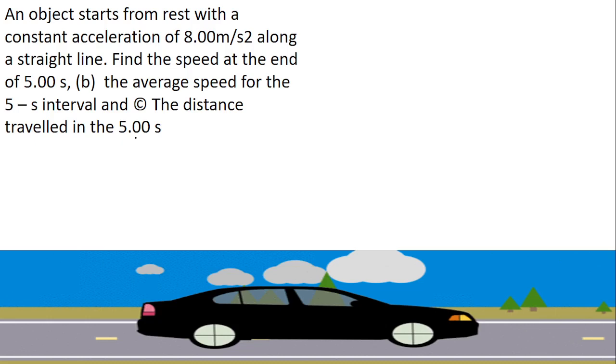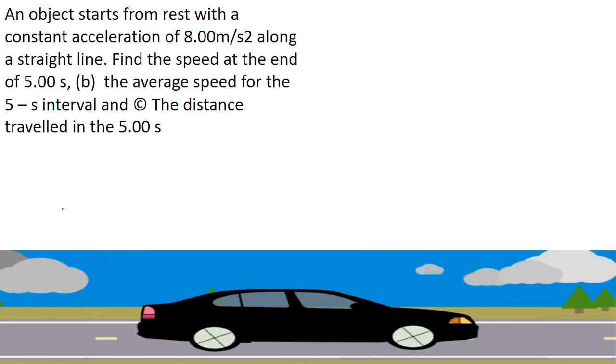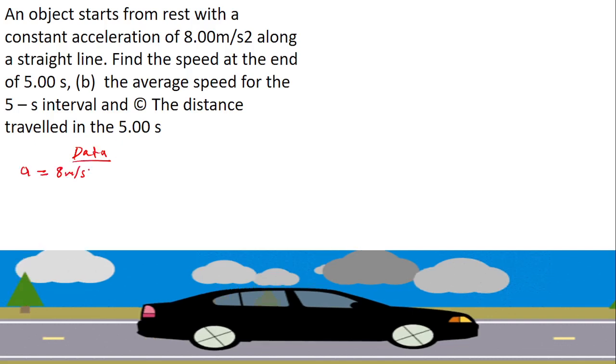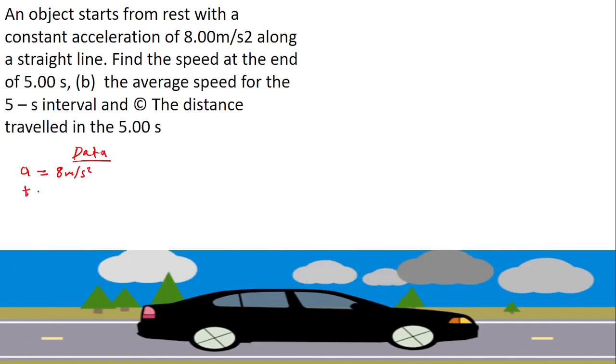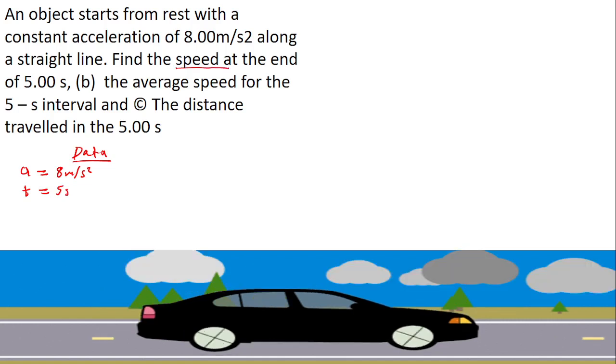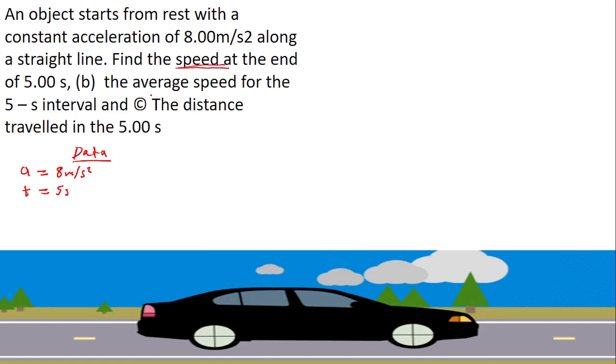So from this information which we have been given, we can collect the data. You need to understand that the acceleration which we have been given, which is simply A, is 8 meters per second squared. And then if you look at time, which is T, it is just simply 5 seconds. So we have been given this data, and then what we have been asked is, one, to find the speed. Two, we have been asked to also find the average speed.